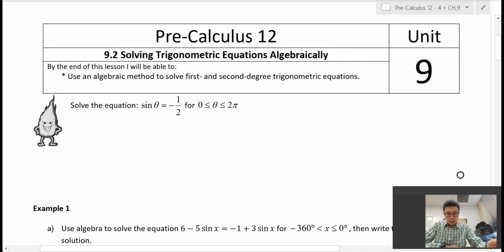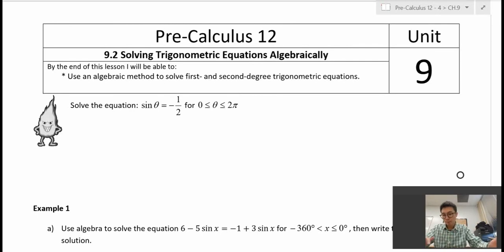All right, welcome back to 9.2, or the first lesson in Unit 9. We are solving trig equations algebraically. So we did a little bit of it in Unit 8, simple trig equations. We're going to look at slightly more complicated ones. Not that bad either, but it's definitely going to be longer.